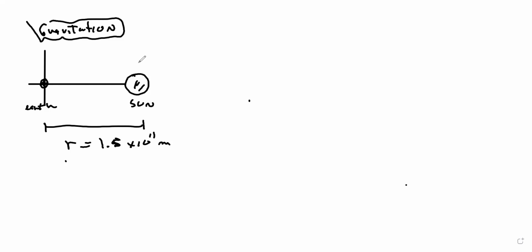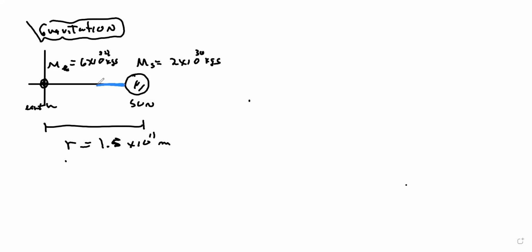We have the mass of the Earth. Well, let's put here the mass of your sun. The mass of the sun is 2 times 10 to the 30 kilograms, and the mass of the Earth is going to be 6 times 10 to the 24 kilograms. So you got all your data. And what you want to find out is what is the force of attraction.